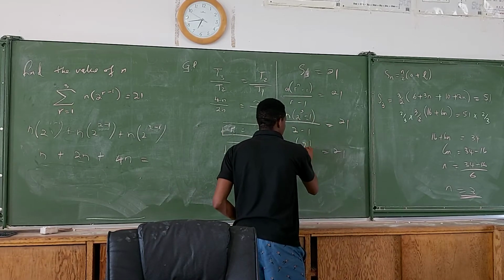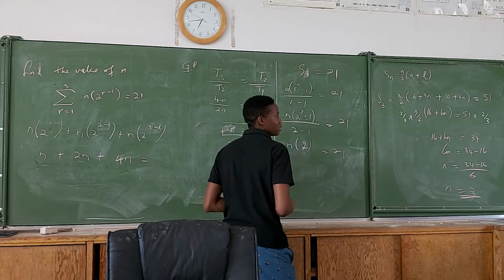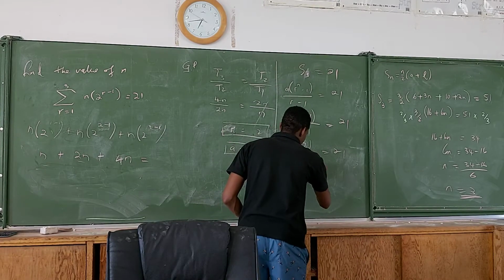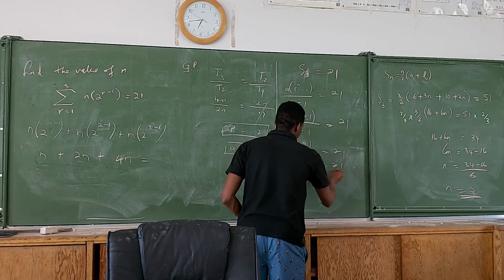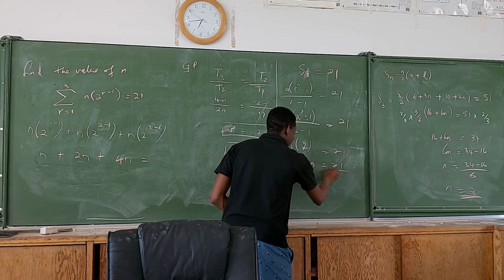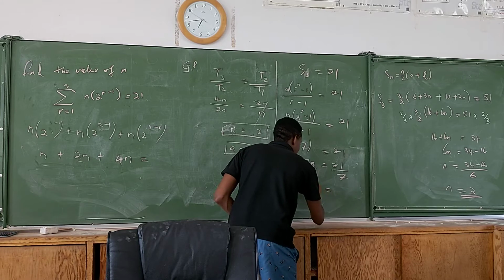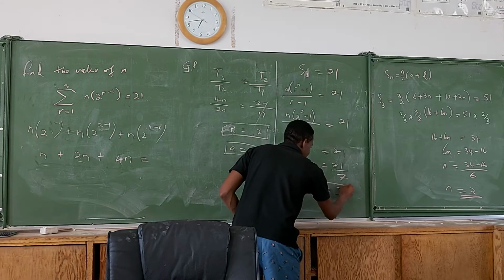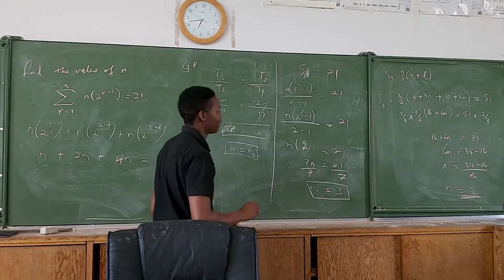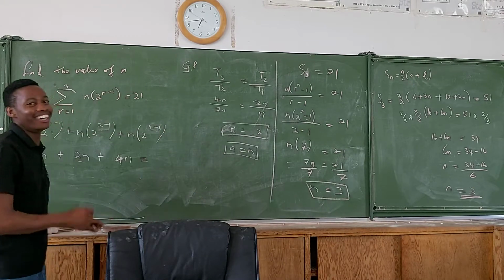Second step. 7N. Just writing the 7N. 7 divided. Doesn't it look better if you write 7N like that? So N equals to what? N equals to. Do that now.